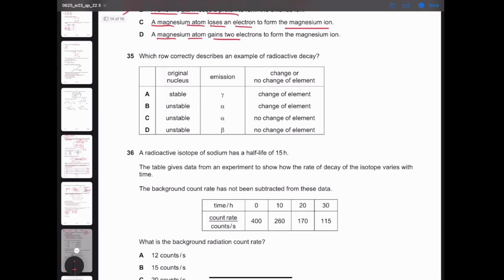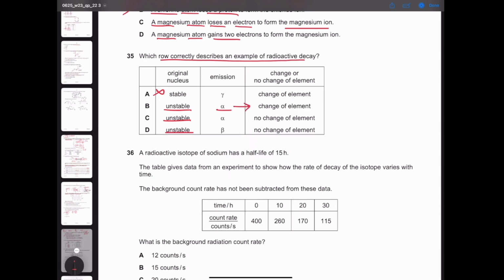Which row correctly describes an example of radioactive decay? Radioactive decay happens because the nucleus is unstable. So option A is already wrong. Now, unstable, unstable, unstable. Alpha decay. In alpha decay, change of element is there.